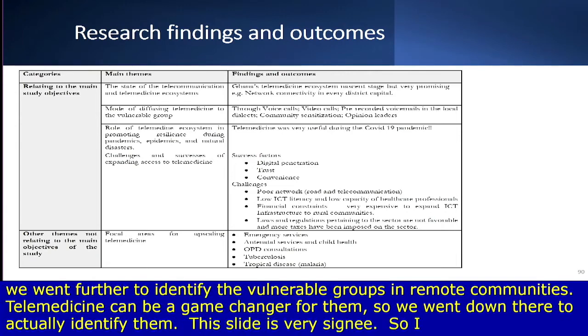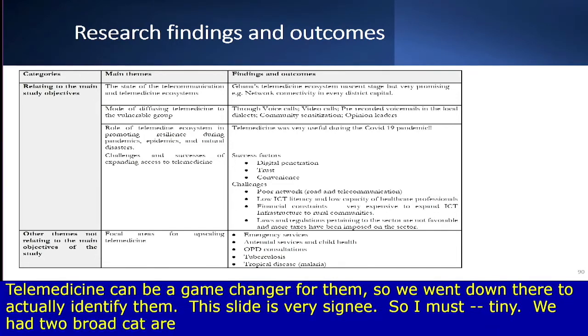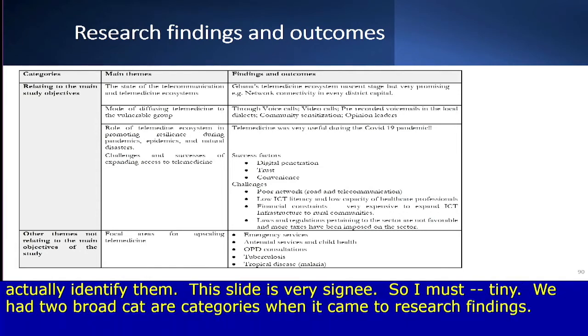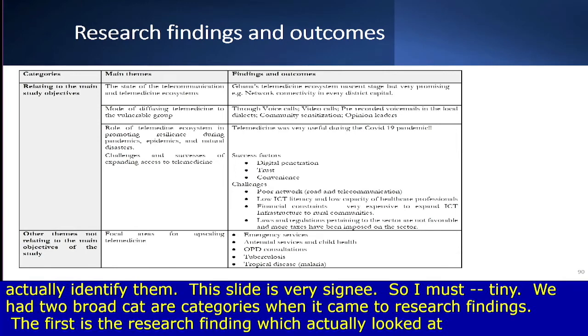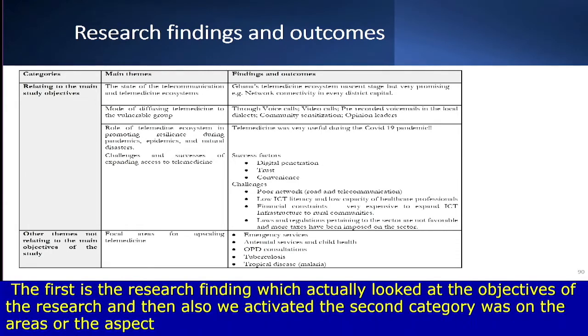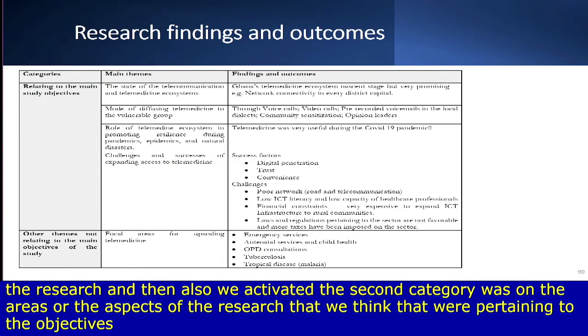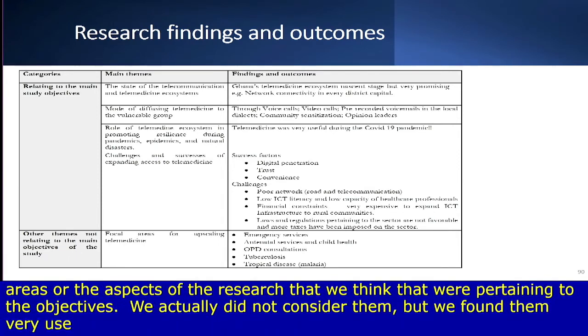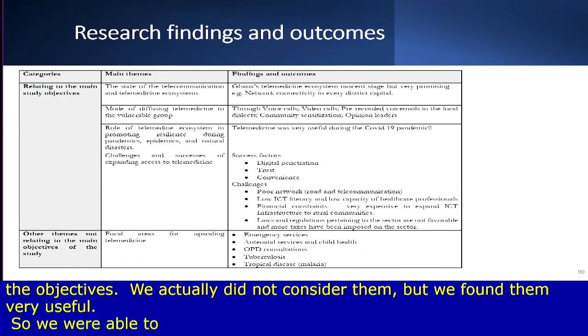We had two broad categories when it came to our research findings. The first is the research finding which looked at the objectives of the research. The second category was on the aspects of the research that, pertaining to the objectives, we did not consider, but we found them very useful. So we were able to pick those aspects as well. Those were areas that we considered.